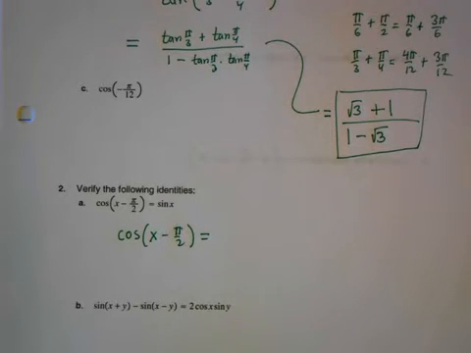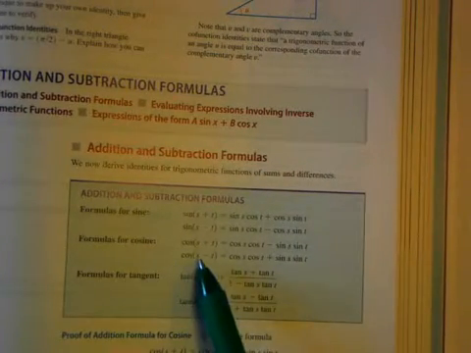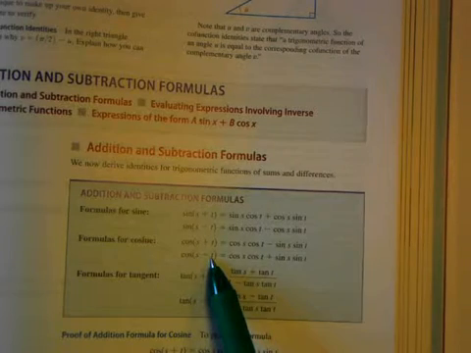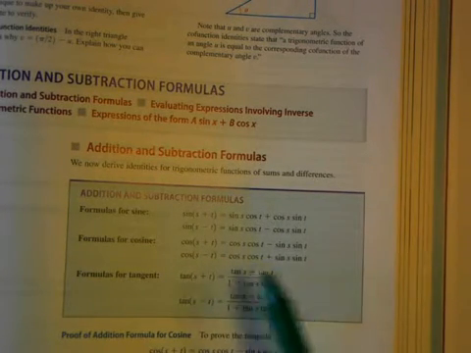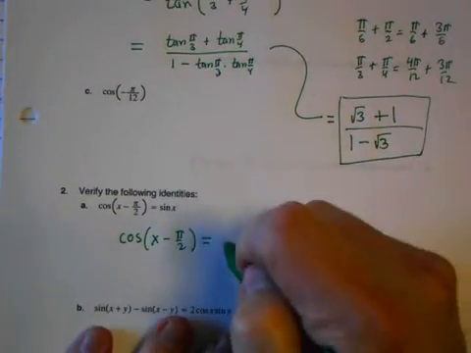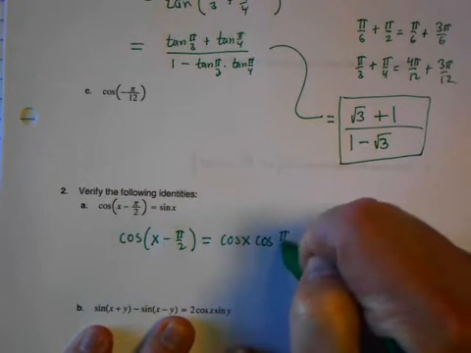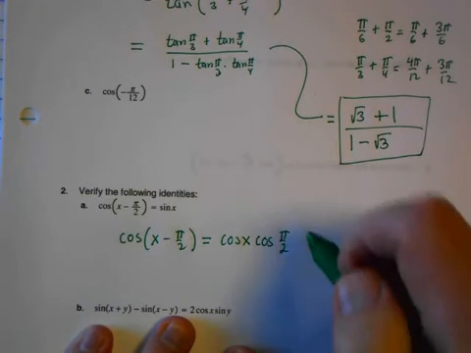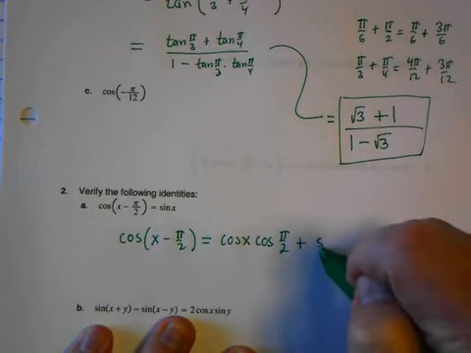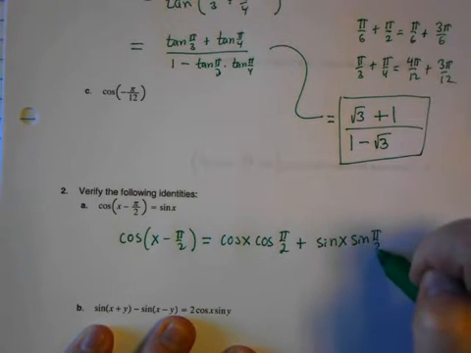I use one of the identities. All right, so I go to my identities here. If I have cosine of something minus something, I go cosine cosine plus sine sine. So this is going to be cosine x cosine pi over 2 plus sine x sine pi over 2.